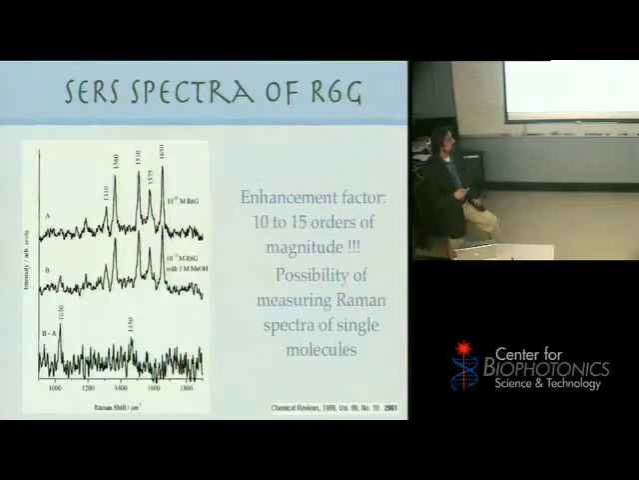So molecules that you couldn't measure a Raman spectrum for because they were so fluorescent, like rhodamine and other fluorescent molecules, now suddenly you don't see so much fluorescence, you see a Raman spectrum. And you can even go down to measure Raman spectra of single molecules.